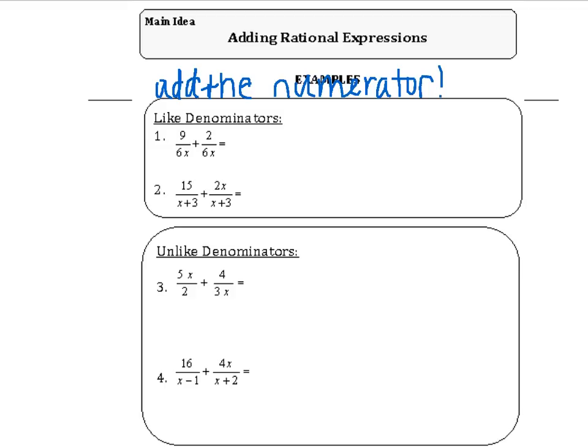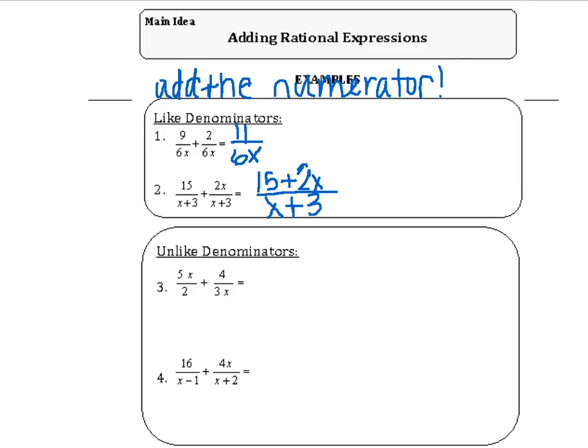So here my numerator is 9 and 2, so 9 plus 2 is 11. So it's 11 over 6x. I added my numerator and left my denominator the same. Here I have 15 plus 2x. Now those are not like terms, so we can't combine them. You just have to write 15 plus 2x. And then you leave your denominator exactly how it is, x plus 3.